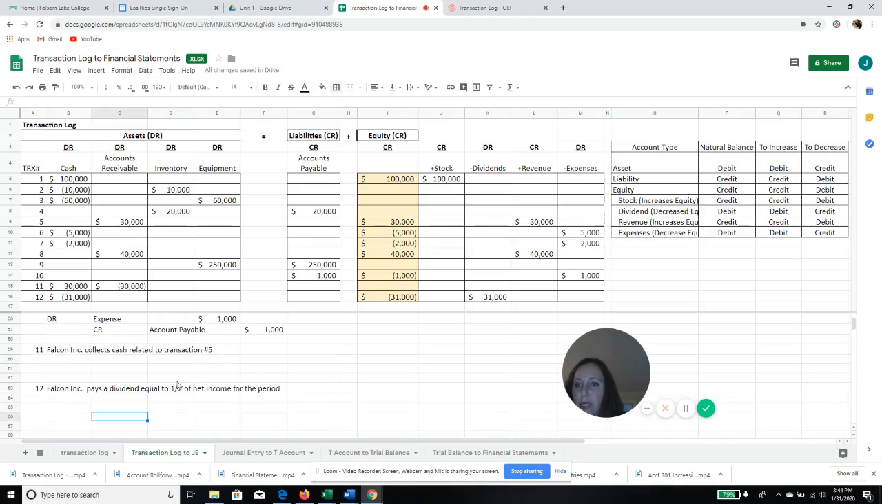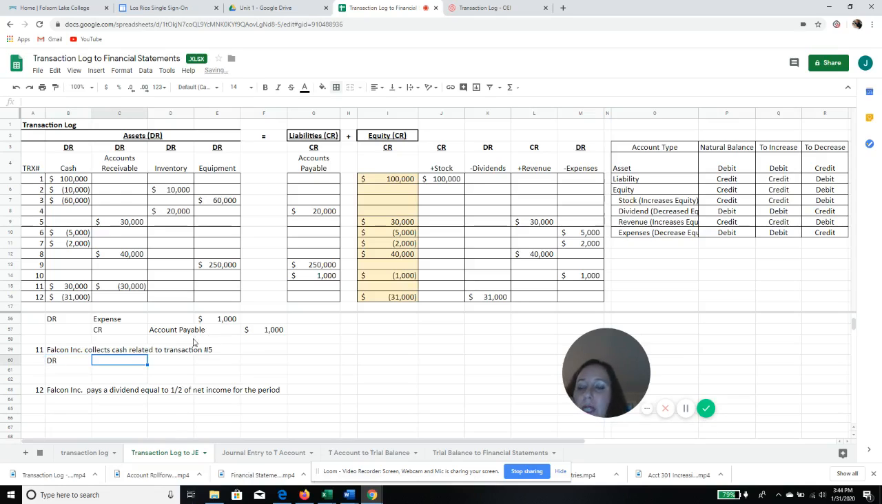All right, we're getting close to the end. We collected cash related to transaction number 5. This is transaction 11. When we collected that cash, we collected $30,000. We increased cash. Cash is an asset, so we will increase with a debit, 30,000. And then for that same transaction, we decreased accounts receivable. Accounts receivable is an asset, and we decrease assets with a credit.